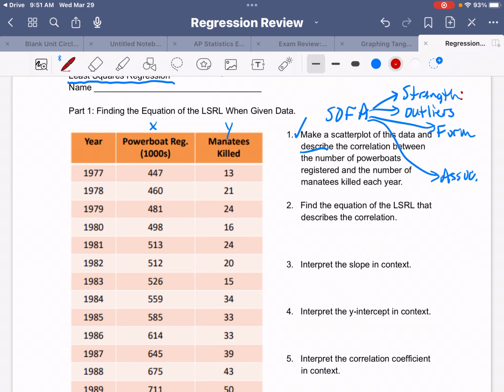So remember, strength has to do with R. We'll get to that in a few minutes. Outliers, remember, if you have a scatter plot that's looking like this, an outlier would be a point that lies outside of the overall gist of the other points. Form, you either say linear, and you can say non-linear or curved. And then association is positive or negative.